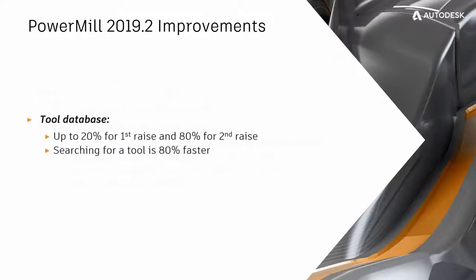We've also made it faster to use your PowerMill tool database. The typical time needed to raise the database interface has been reduced by up to 20%. Once the form has been raised once, subsequent raises can be up to 80% faster. Moreover, searching for a tool in your database is now up to 80% faster than in previous versions.